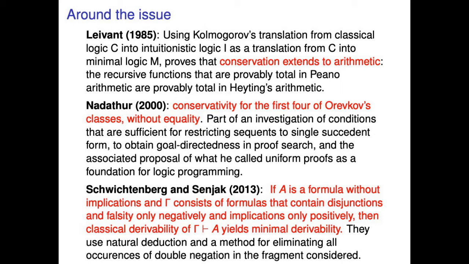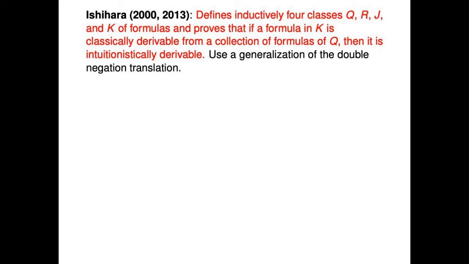His work was part of a larger program to obtain broader evidence in proof search, with the final goal of setting these proofs as foundation for logic programming. There is also a paper by Schwichtenberg and Senjak, who prove a conservativity result using natural deduction and a kind of double-negation translation method for eliminating double negations in the fragment that they consider. And there are also two papers by Mints, who defines inductively classes of sequent formulas and proves the conservativity for sequents in this class. And he also uses a generalization of double negation translation.